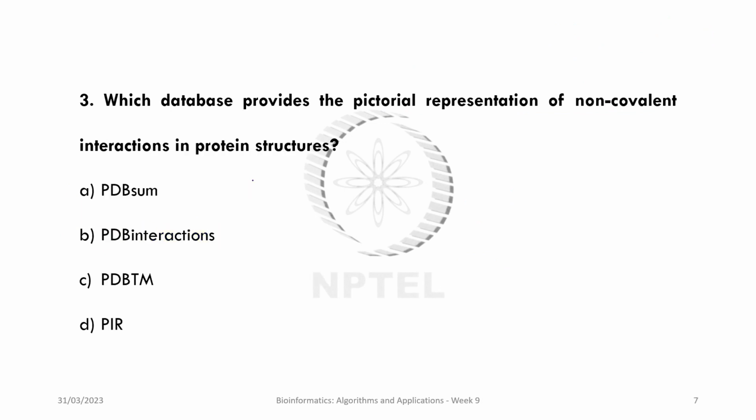Question 3. Which database provides the pictorial representation of non-covalent interactions in protein structures? Another straightforward question. Option A, PDBsum. Option B, PDB interactions. Option C, PDBTM. And option D, PIR.